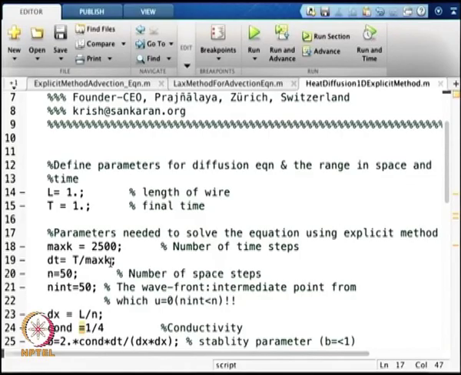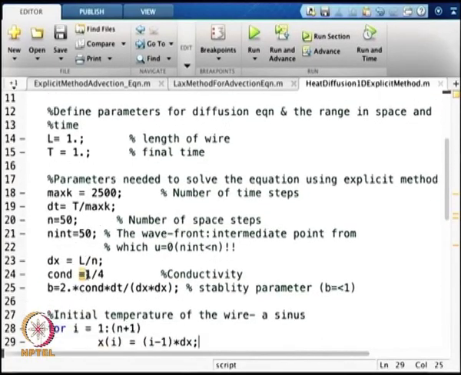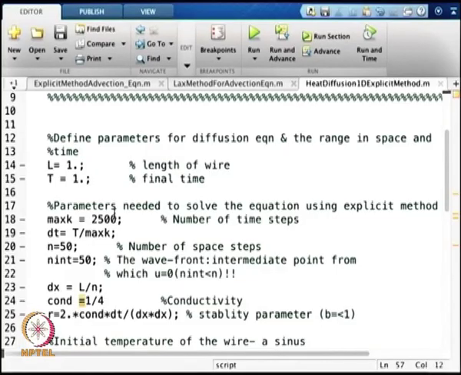Again, the space step is not the one that is going to create the issue here, it's the time step. But we have to set the space step, which we have done here, and based on that we are going to calculate various parameters. The parameters that we need to solve the equation using the explicit method are discussed here. The maximum time step is given by max k, which is 2500, and delta t is the time stepping. As I said, this is going to be very small, 1 divided by 2500, and the maximum space step is going to be 50. This is not going to be an issue here, it's the time step that is going to cause the issue.